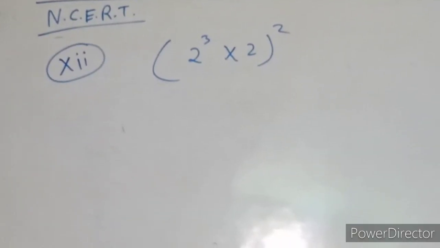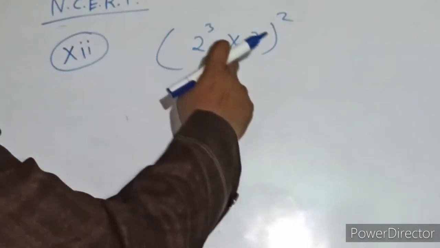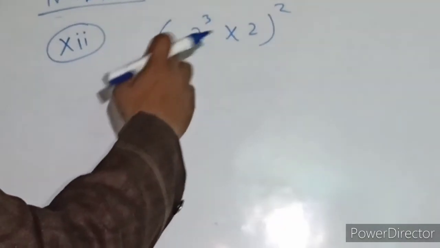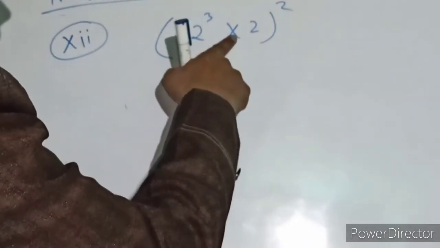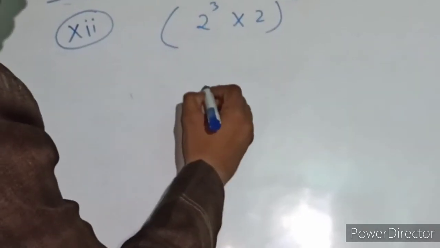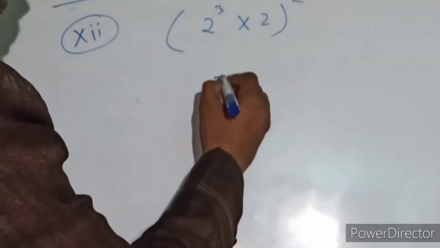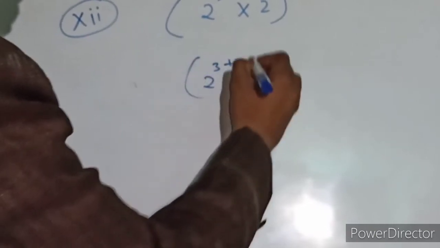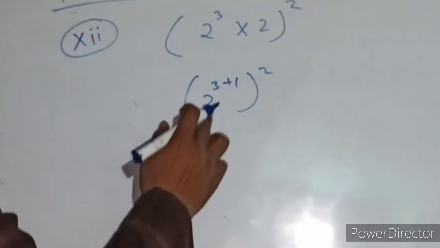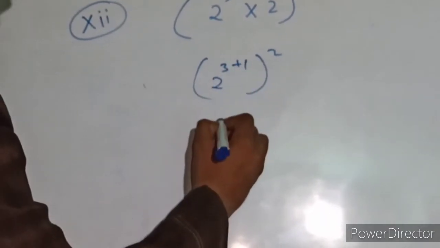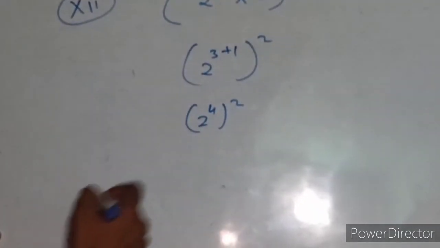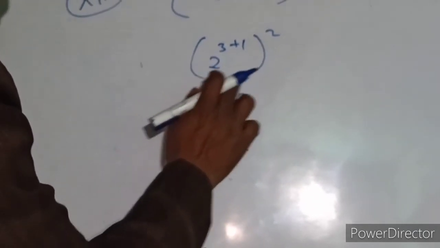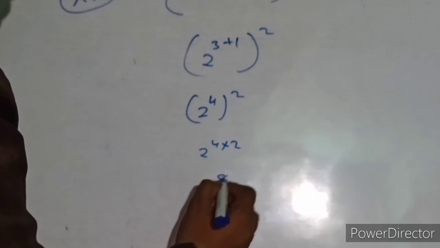Now take the last question. 2 raised to the power 3 and 2 whole square is 2. So it is also in the simplest form, and here is a multiplication sign, so we will add the powers. 2 raised to the power 3 plus 1, 3 and 1, and the whole power is 2. Now the power is 4 and it is 2. Now multiply the powers. 4 into 2, and the answer is 4 2s are 8.